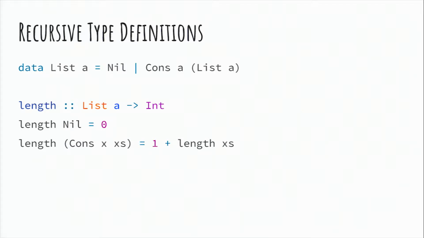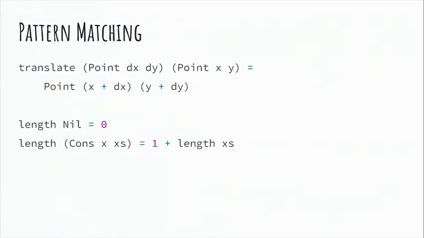And our length function you could write in Haskell like this. So it really has clearly empty list have length 0, otherwise you add 1 to the rest. And that is called pattern matching. You saw it with the translation, and there the point is also the value constructor.